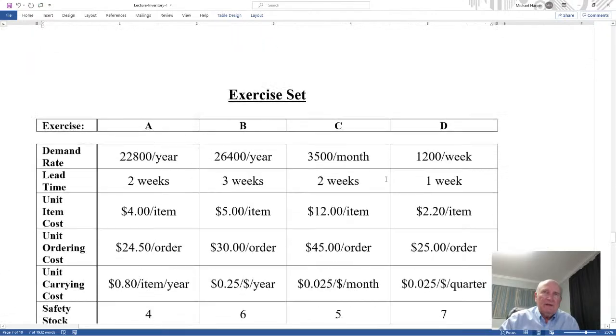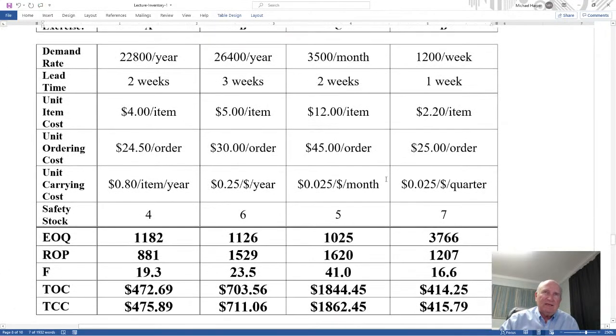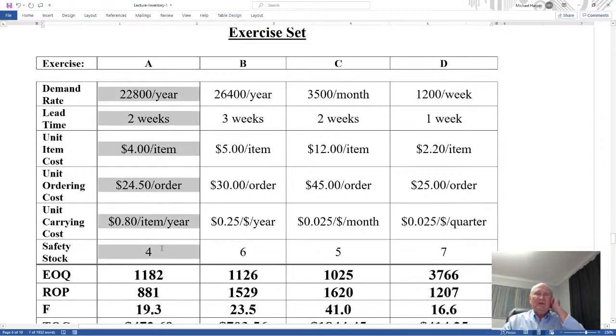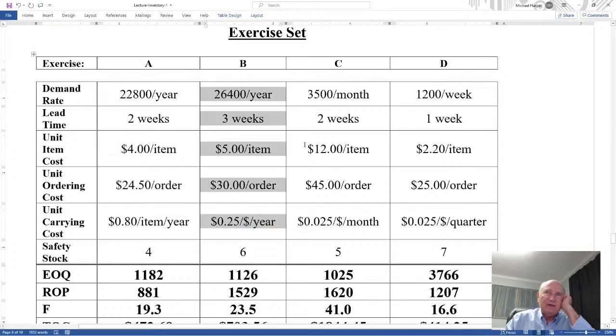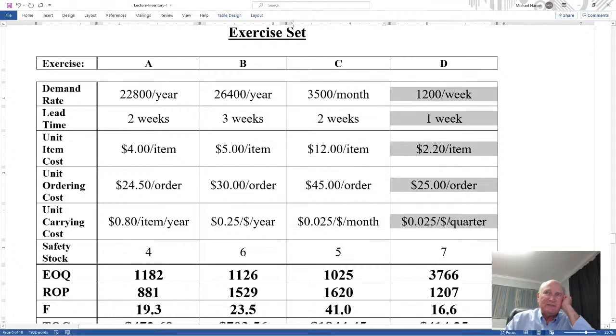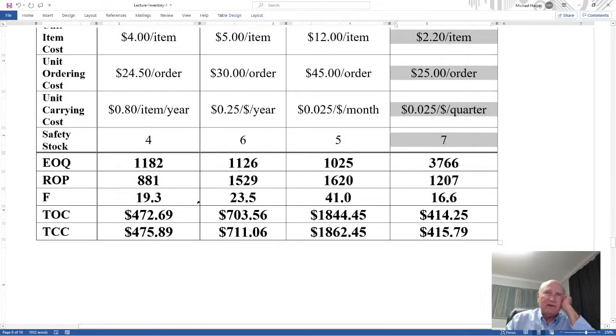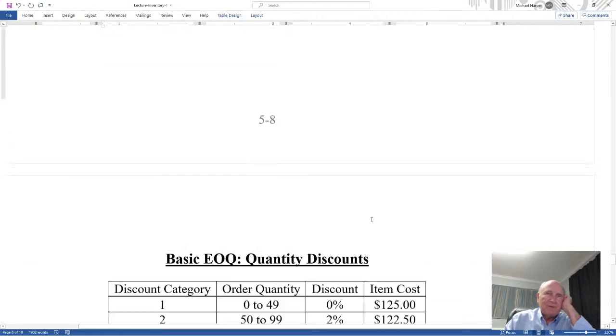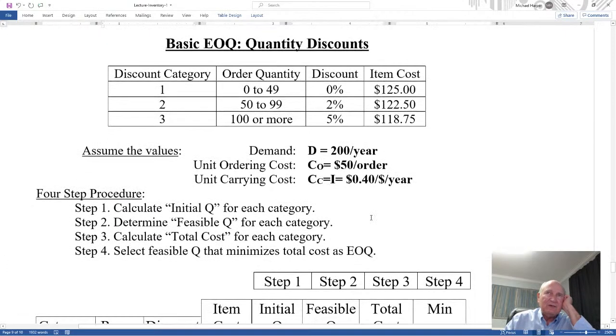Okay. Then I have an exercise set just to have fun when you're watching TV. Here I give you the numbers up here for 4 different problems, A, B, C, D. Then down here, I give the answers just to convince yourself that you can get them. Now, after the basic EOQ, we come to quantity discounts. This is the last thing we're doing tonight.